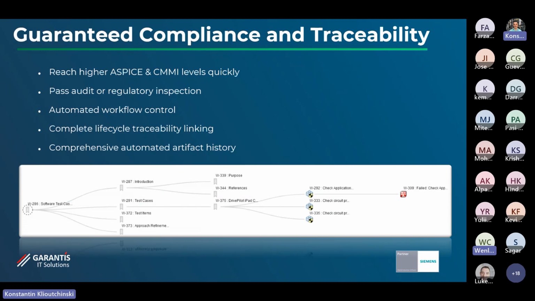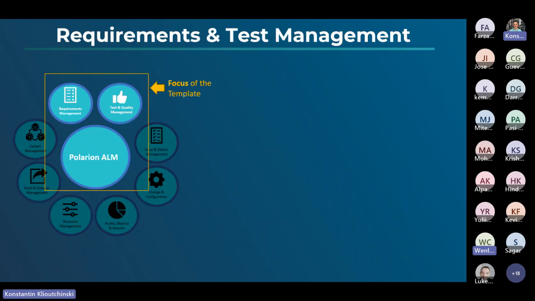With these templates and using Polarion ALM, you have much better compliance and traceability. You can reach higher SPICE levels, CMMI levels. You can pass audit. Of course, it's not guaranteed. You need to do some other things, but you will be much closer to passing audit. And you can see traceability and coverage and many other helpful pieces of information about the project.